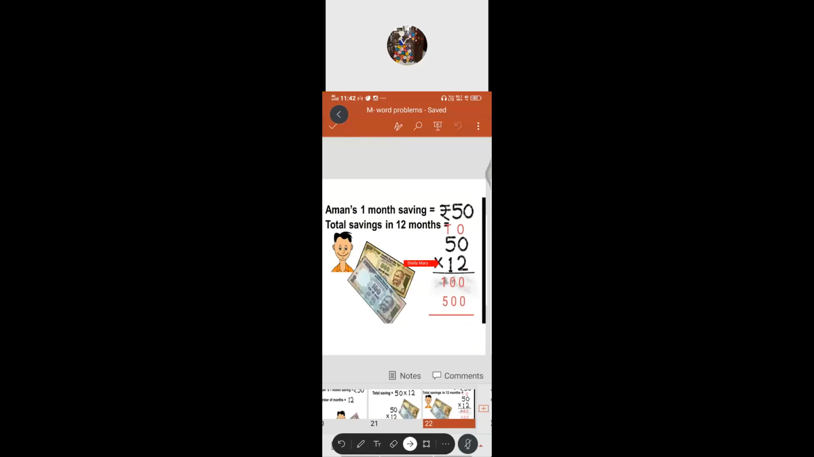So what is the first step you have to calculate? Always start with the ones digit multiplied by the multiplicand. Got it? 50 by the ones digit of the multiplier, 2. 2 zeros are, you know the zero property, 2 zeros are 0. Again 2 fives are 10. So you got the first product. That is the first step over. Now coming to the second step.